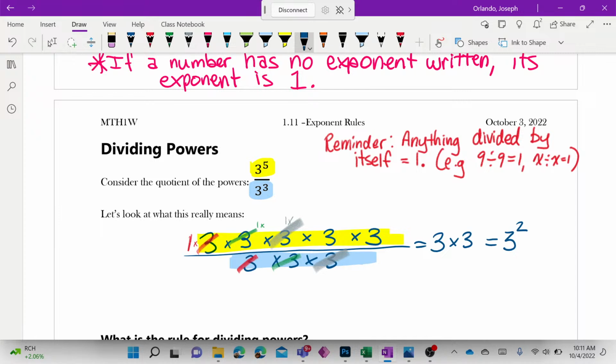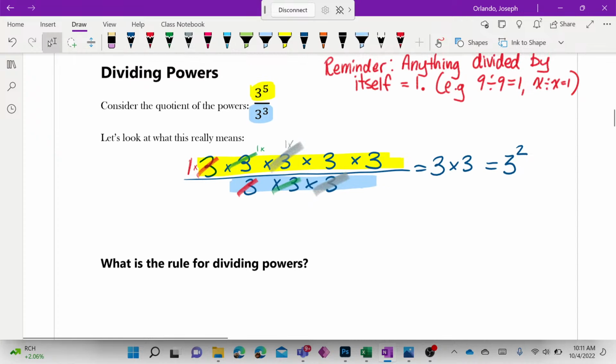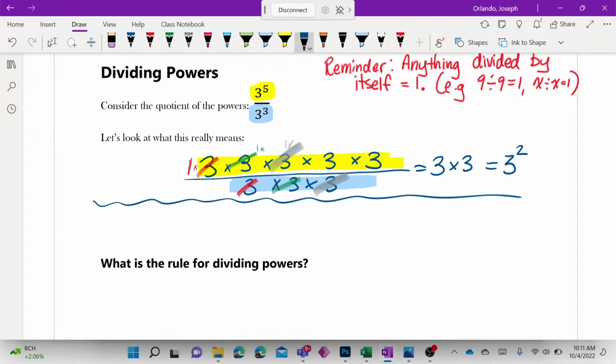Where if all we're doing is multiplying and dividing, something divided by itself just equals 1. And the truth is, I wouldn't write all those little ones. How I would usually write this would just be like this. I'd say 1, 2, 3, 4, and 5 divided by 1, 2, 3. And I would just say, those cancel, those cancel, those cancel, and I'm left with just that. Does that make sense?